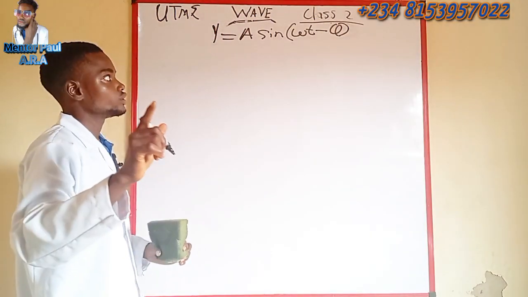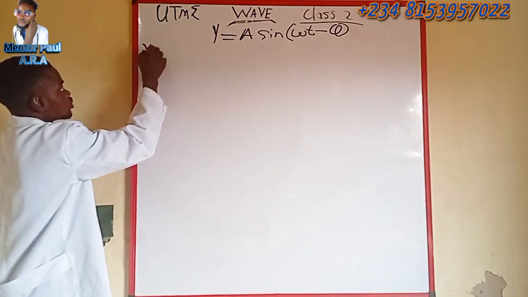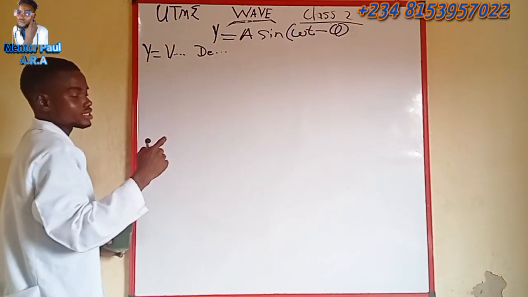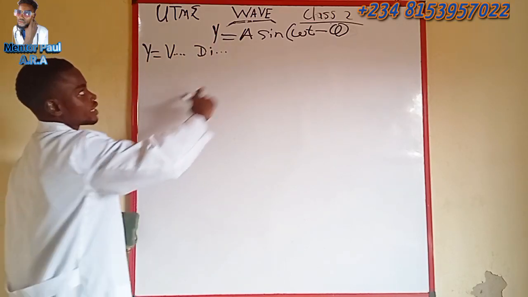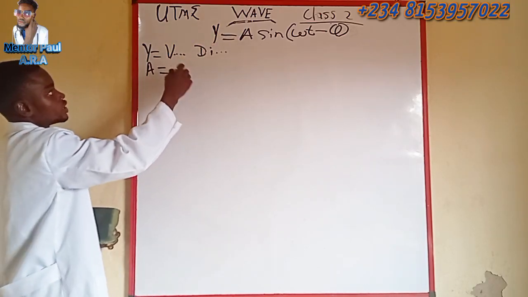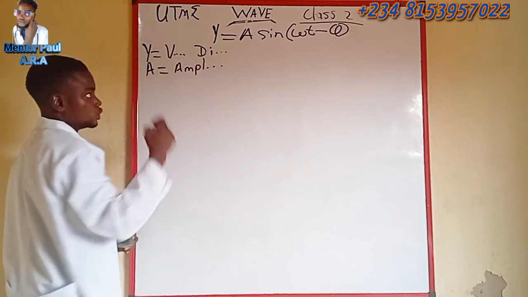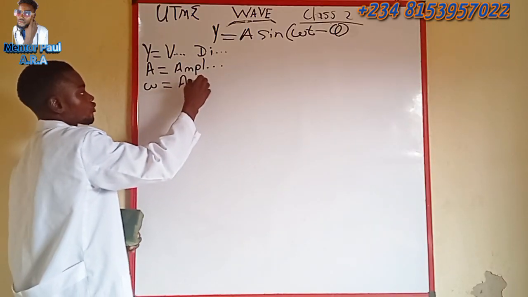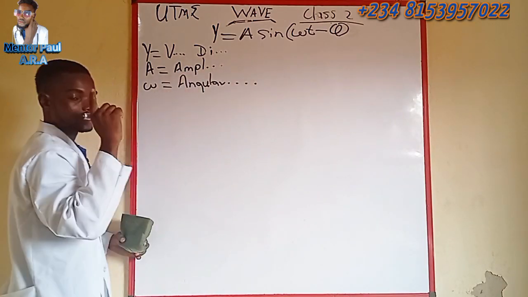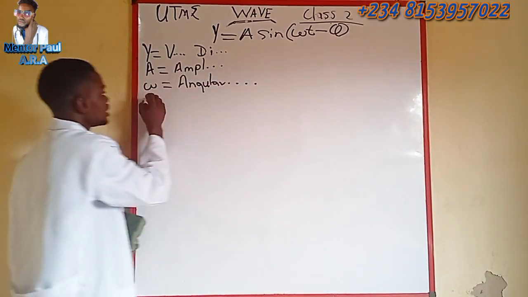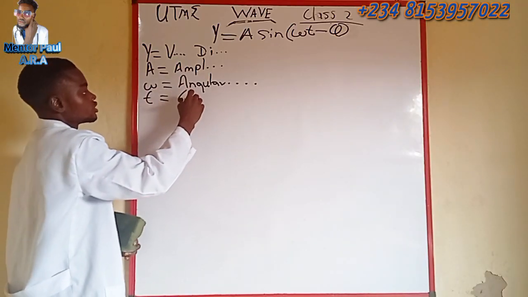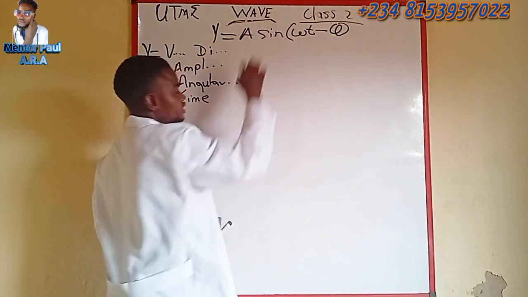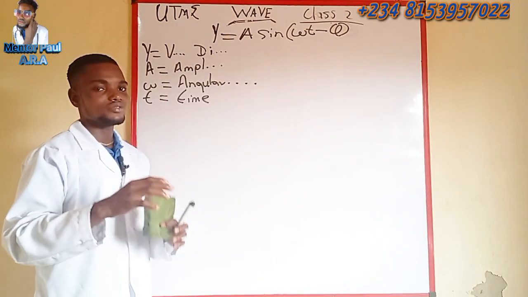Now look at what we know. We know that y here is going to be equal to the vertical displacement. We also know that A is going to be equal to the amplitude. We also know that ω here is going to be equal to the angular velocity. We also notice that t here is going to be equal to what? Time.